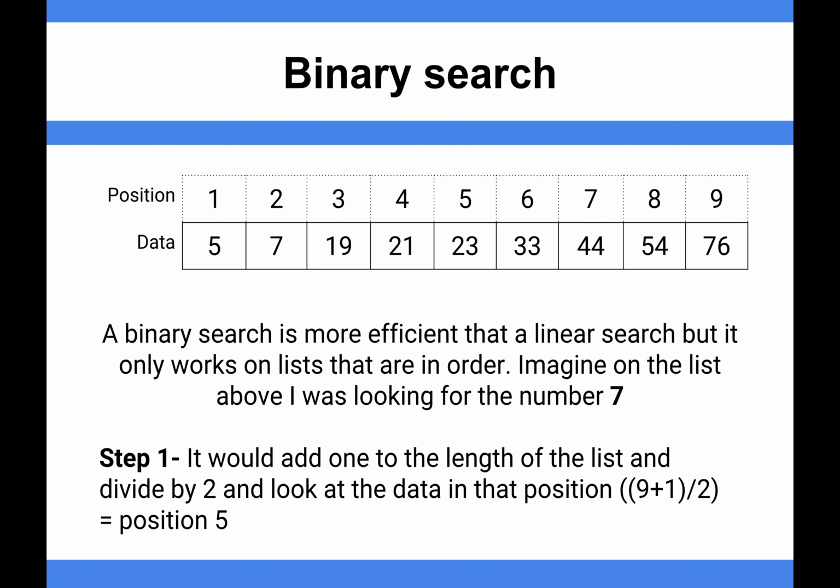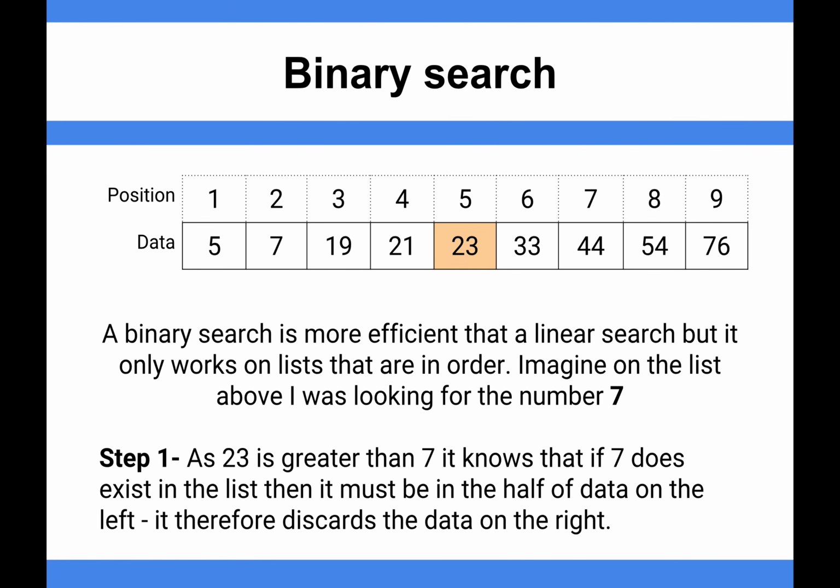So again, let's say I'm looking for the number 7. So the first thing it would do is there are 9 items in my list. So it would add 1, divide by 2, reach number 5, and it would look at the item in position number 5, which is 23. Now, this is where it gets a bit clever. So it's only looked at 1 item out of 9.